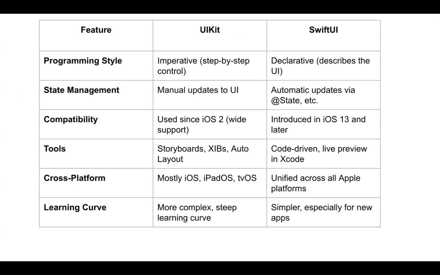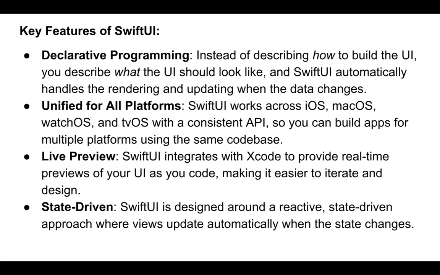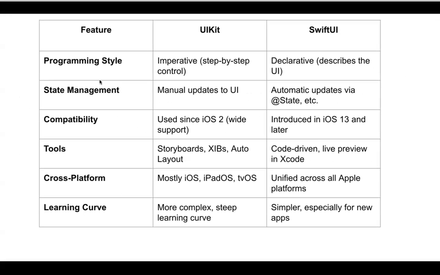So this is the fundamental difference between UIKit and SwiftUI. What are the concepts I explained in previous slides? Same thing, I am giving some representation here in table format. So this is programmatic style: imperative, step-by-step control. But this one describes the UI declaratively. That is the use in SwiftUI.